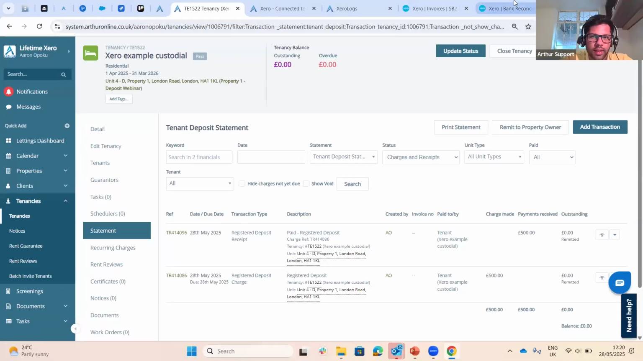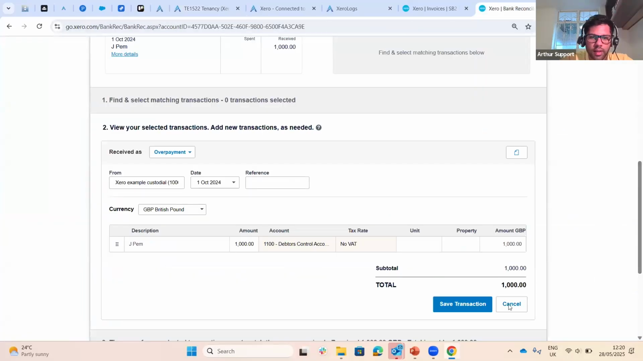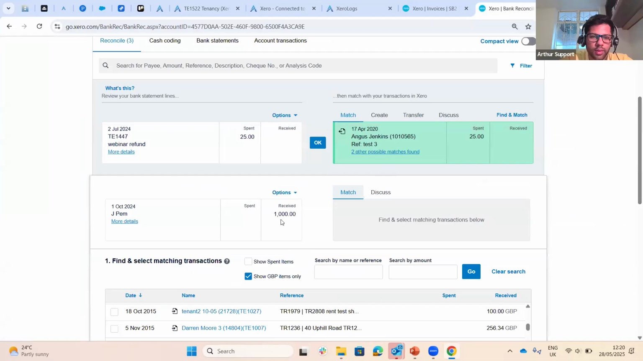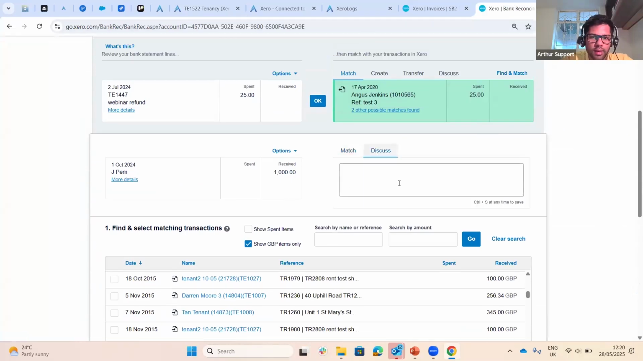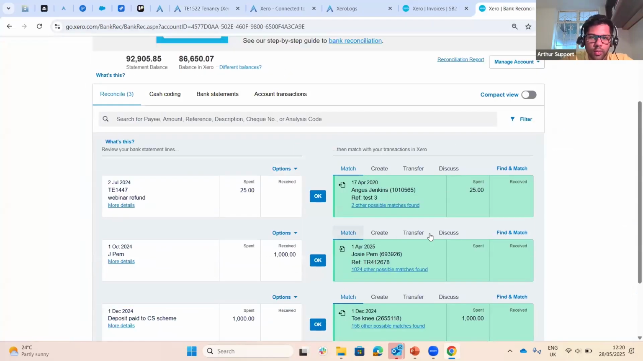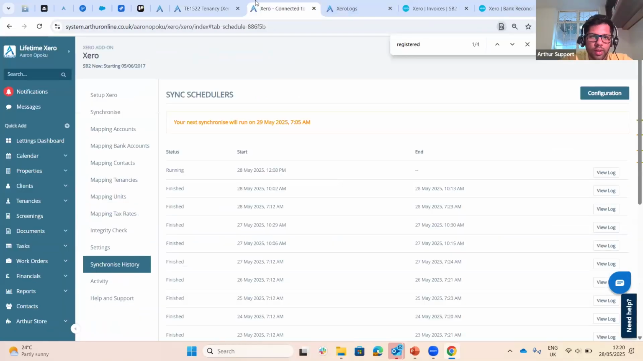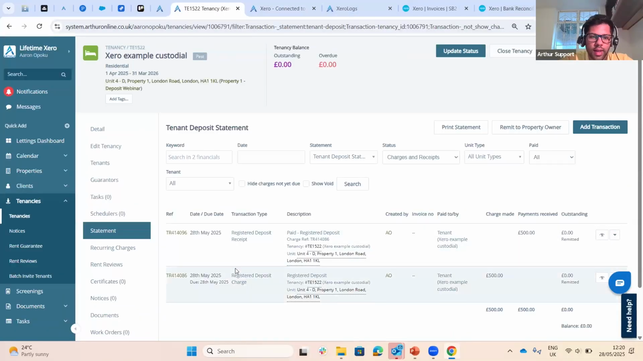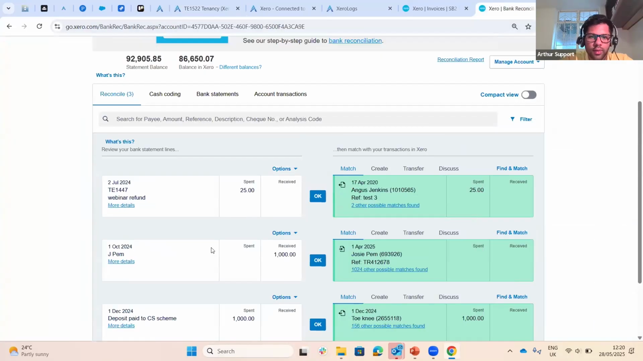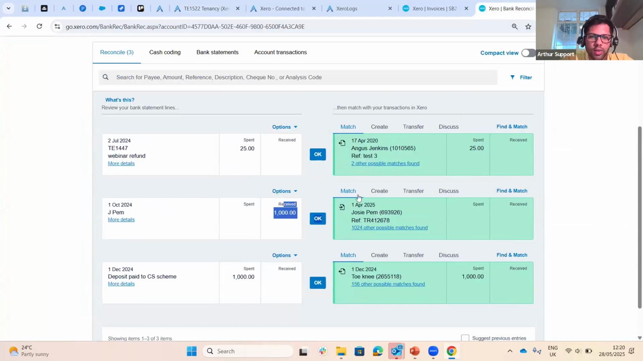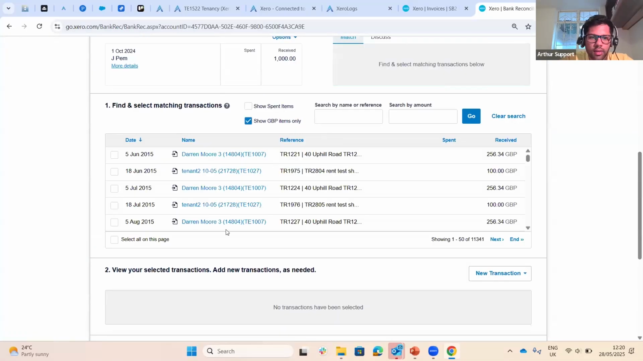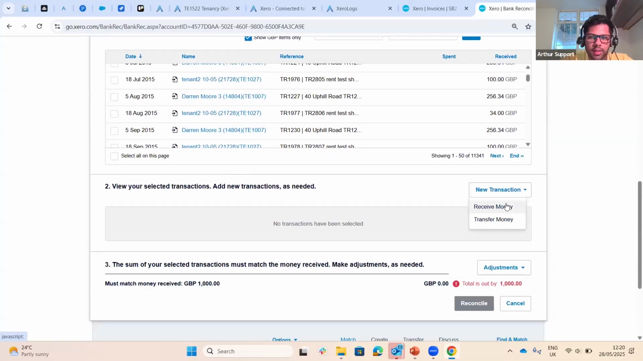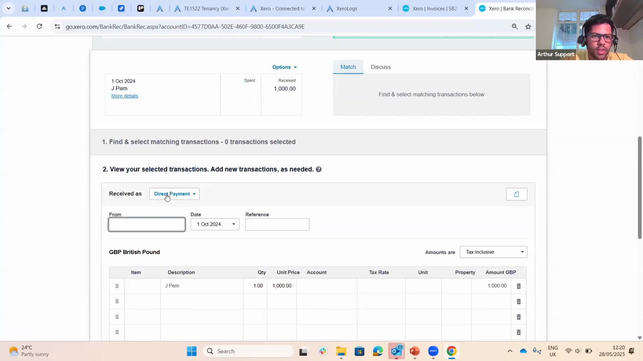So yeah, I was just explaining that if a holding fee has been received, for example, this is a holding fee on Xero, you don't have a match because you haven't raised the deposit charge yet. So you wouldn't have a match in here because on Arthur, you haven't created the deposit charge yet, and you just have a holding fee received in your bank. So you don't use match, you click on find and match, and then go down to this bit here and then click on receive money, and then change this to receive as overpayment.